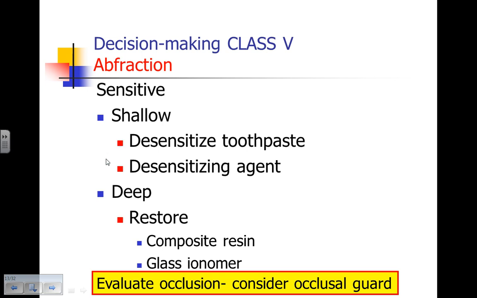Besides recommending a desensitizing toothpaste, we might recommend a desensitizing agent that we apply in office. And we'll talk a bit about them in Module D of this series on the Class 5. For deep restorations, once again, greater than 1 millimeter in depth and 2 millimeters in gingival incisal or gingival occlusal height, we'll consider a restoration with composite resin or glass ionomer. Once again, these are stress corrosion lesions, so we're evaluating the occlusion and making recommendations for treatment based upon the wear attrition on the occlusal surfaces and the incisal edges.